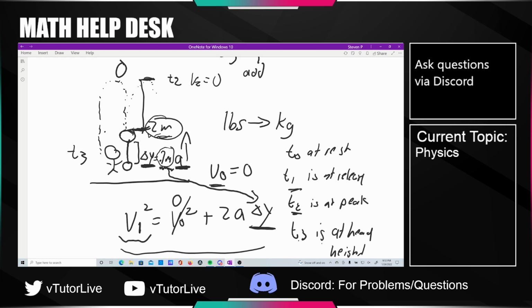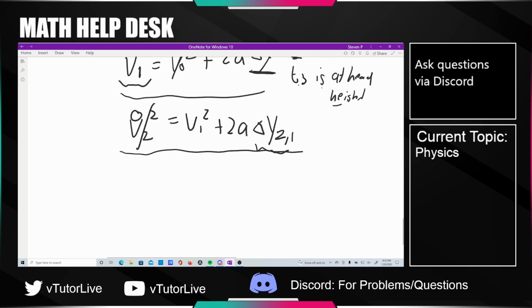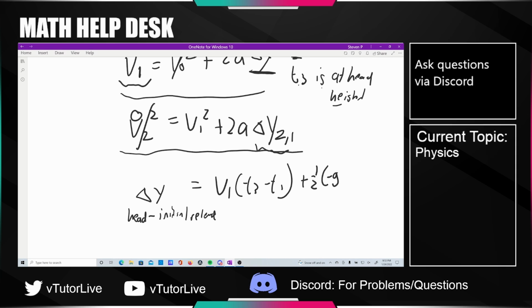Exactly, distance will be negative. So you just take whatever the initial release height was, which was 2 meters or something like that, and that's the initial height, and the final height is just whatever his head is, like I don't know, 1.8 or something. So then delta y is head height minus initial release height, is equal to v1 times (t3 minus t1) plus 1/2 times negative g times (t3 minus t1) squared, right?